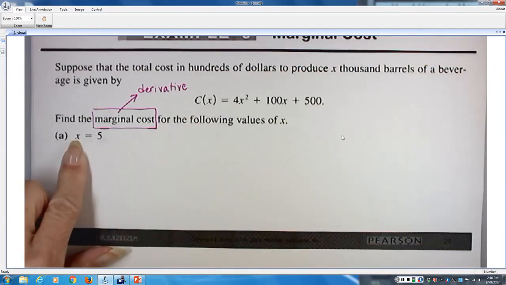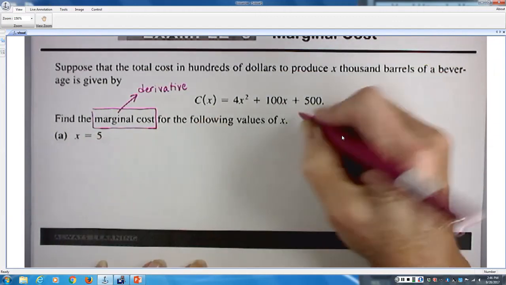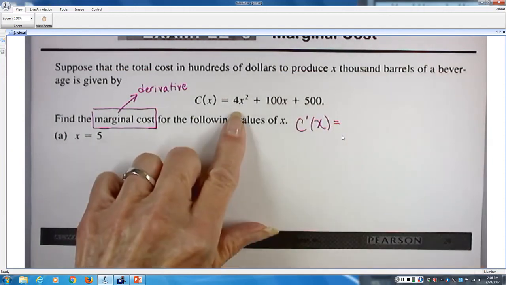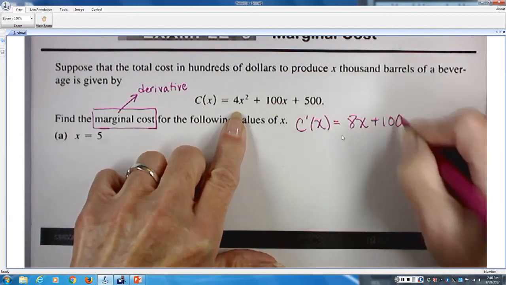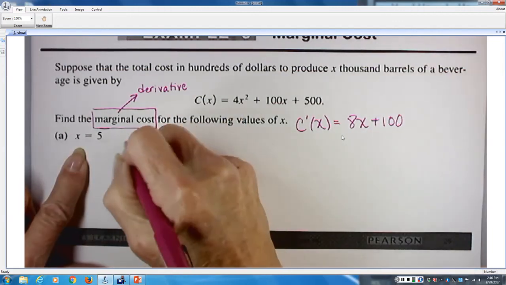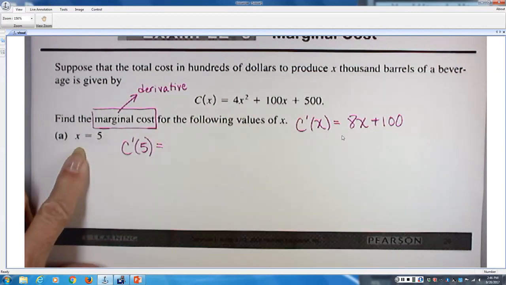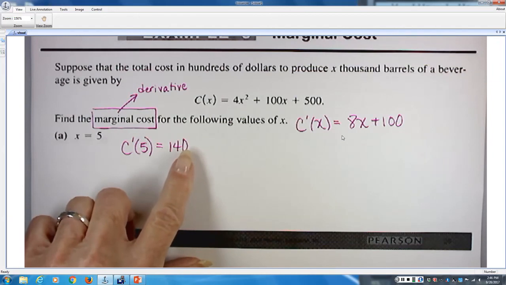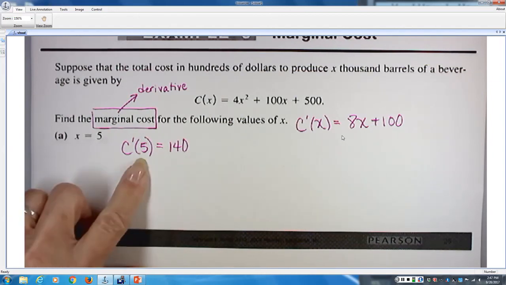I know I'm going to put in x equals 5, but I'm going to do that at the end. I need C prime. Tell me what is C prime of x. 8x plus 100. And if C prime of x is 8x plus 100, what is C prime of 5? It's 140. Now here's the part that y'all have issues with, so pay attention to this. I haven't graded your test yet, but I know some people lost points because they didn't do this. C prime of x is 140.